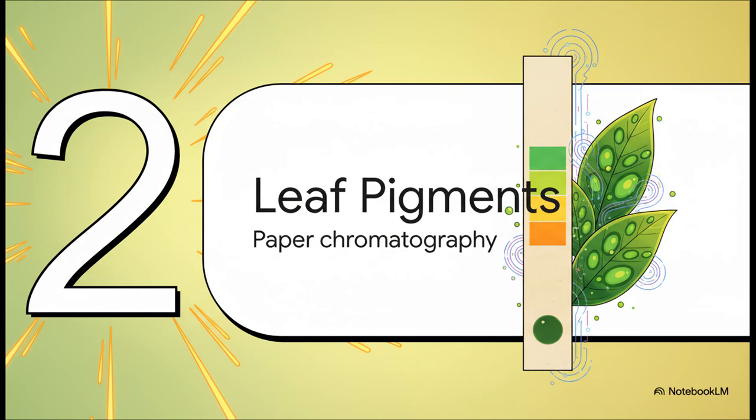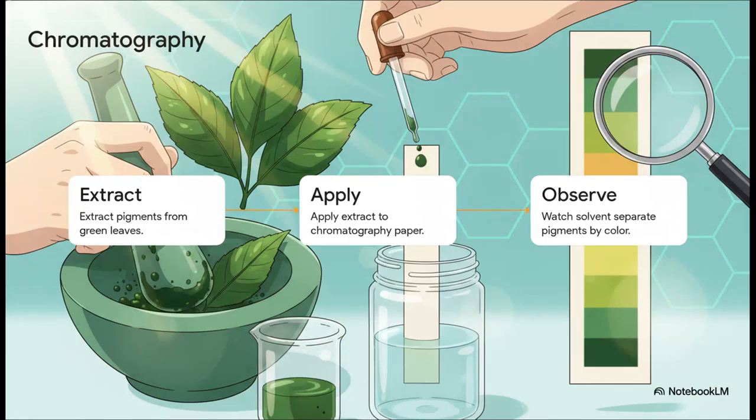Moving on to section 2, pigments and paper chromatography. Let's figure out what's actually catching that sunlight. If you've ever stared at a tree and wondered why there are so many different shades of green, the secret is in the pigments. If we run a paper chromatography experiment, and hey, put a massive star next to this in your notes because it is highly testable, we can separate the leaf's color into its specific chemical parts.